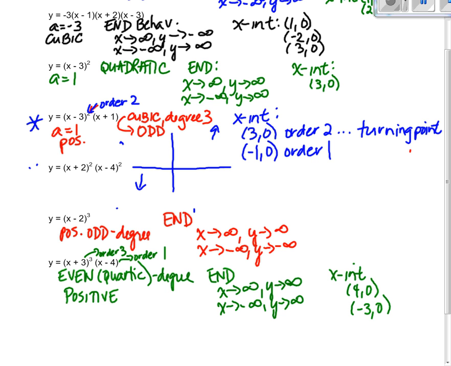So we've got this that we know. We know that we have an x-intercept at -1, and we have an x-intercept at 3 that is a turning point. So we're going to have a function that passes through, but does a turn. So we knew a lot more about that than we thought we did, going from the equation when it is in factored form.